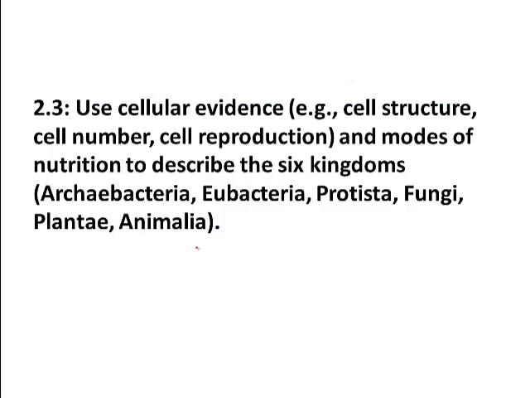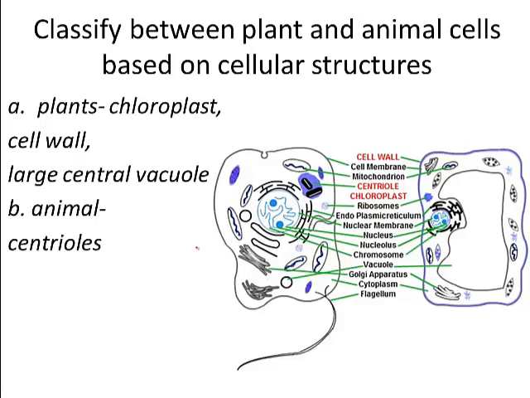All right. Then we also did some classification of organisms into the 3 domains and the 6 kingdoms. Okay. So one of the things within here that we talked about was classifying things, plants and animals, between each other based on their cellular structures. So remember, there are 3 major things that plants have that animals don't. Plants have a chloroplast, cell wall, and that large central vacuole. And animals have centrioles. So those are your biggest differences.